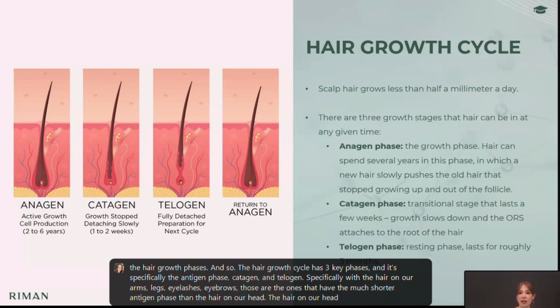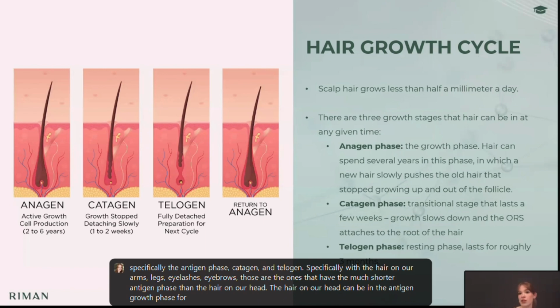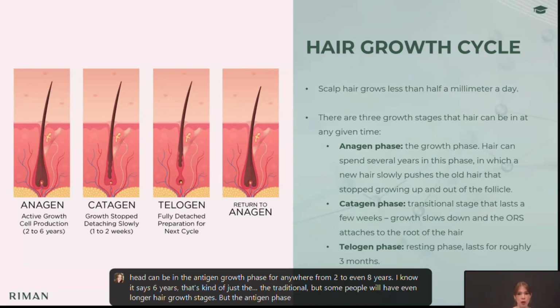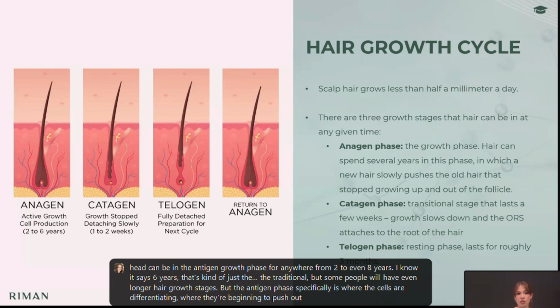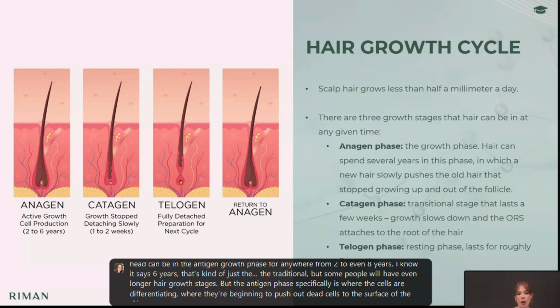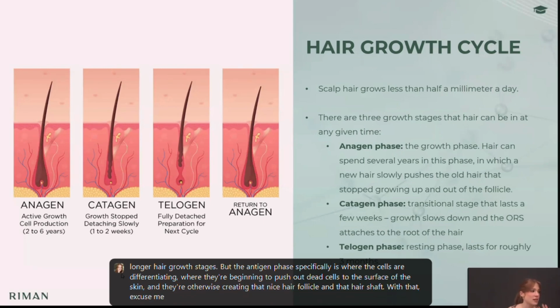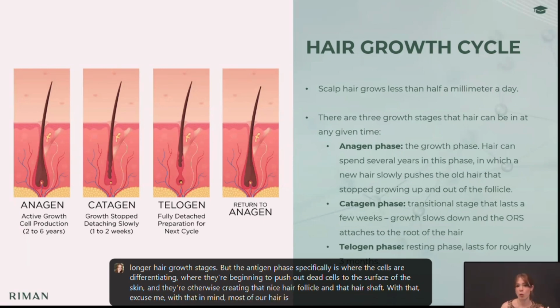The hair on our head can be in the anagen growth phase for anywhere from 2 to even 8 years. I know it says 6 years, that's kind of just the traditional, but some people will have even longer hair growth stages. But the anagen phase specifically is where the cells are differentiating, where they're beginning to push out dead cells to the surface of the skin, and they're creating that nice hair follicle and that hair shaft. With that in mind, most of our hair is in anagen at any one moment in time.